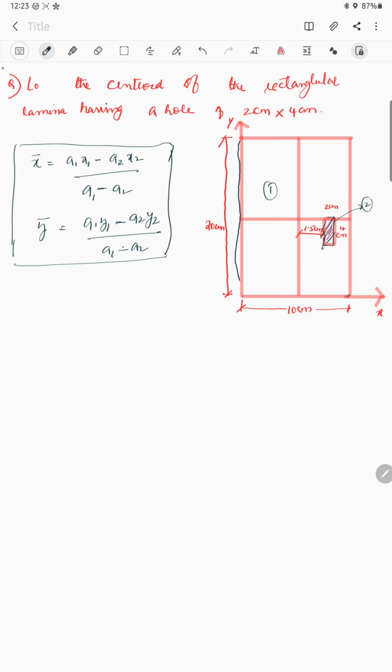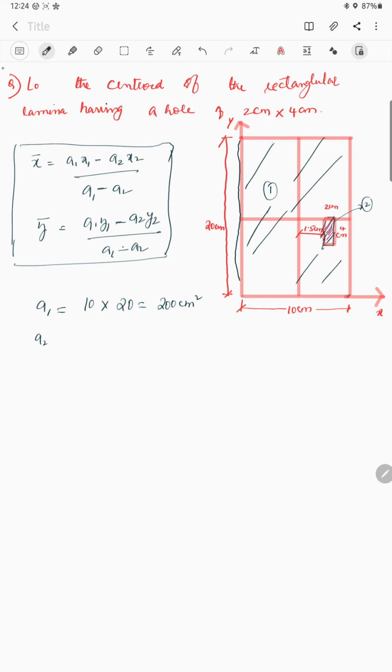So what we will do here is, we'll calculate the area of the first figure. This is our first figure, right? This one, this entire rectangle. So what is the area? A1 is equal to base into height. What is base into height? 10 into 20, which is equal to 200 centimeter square.